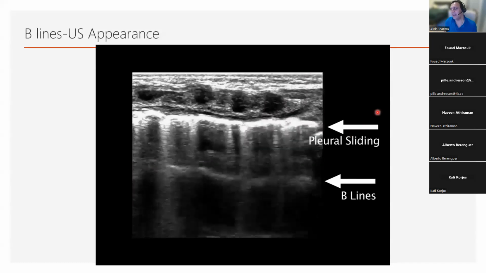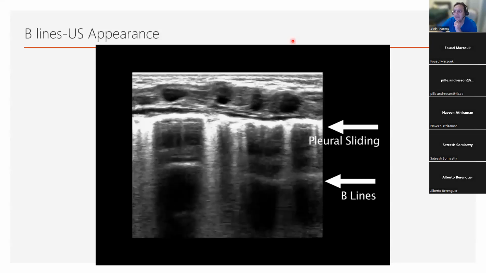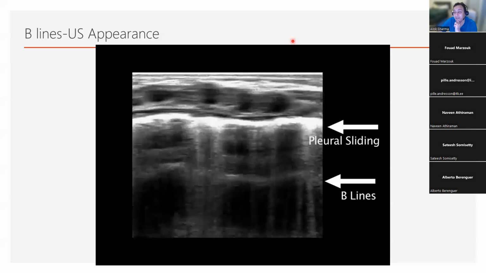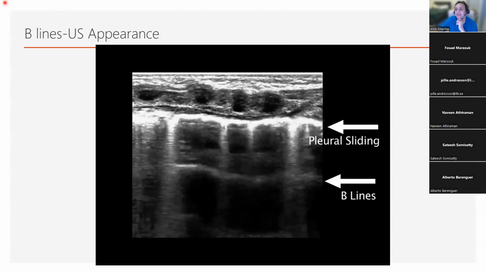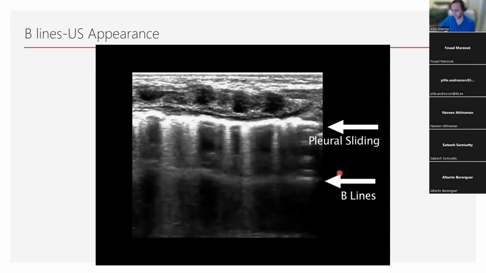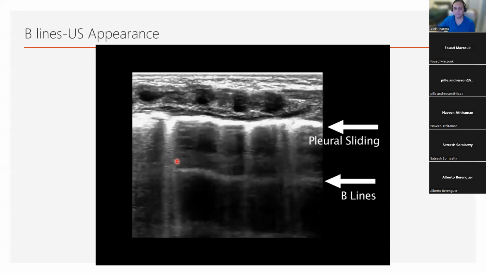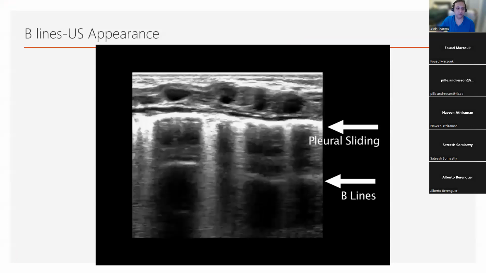Now, if the baby had no signs of respiratory distress, then from my perspective, actually, I would interpret this as normal for this baby. And that's why clinical correlation is so important. But this is transitioning lung for you. Okay, so well done.